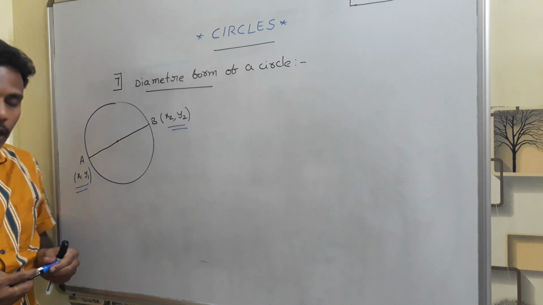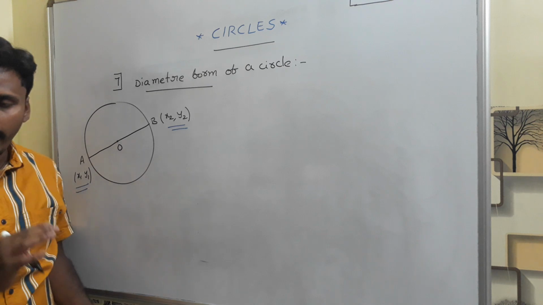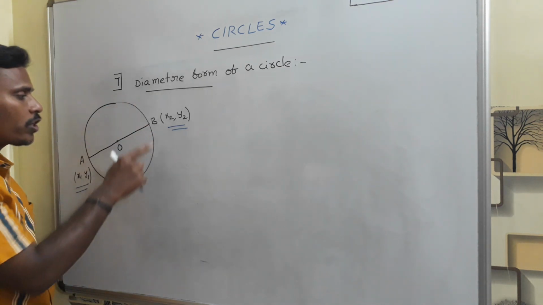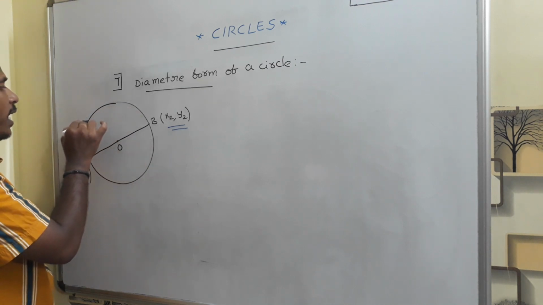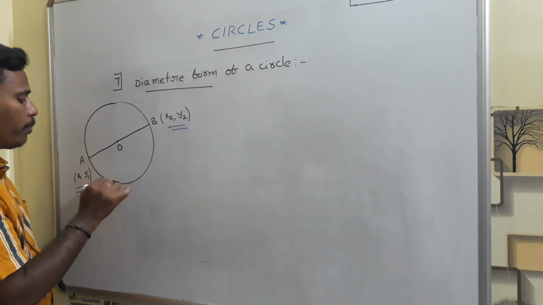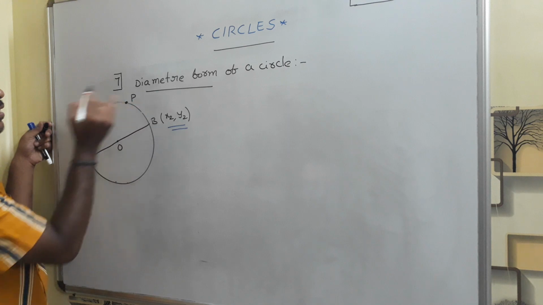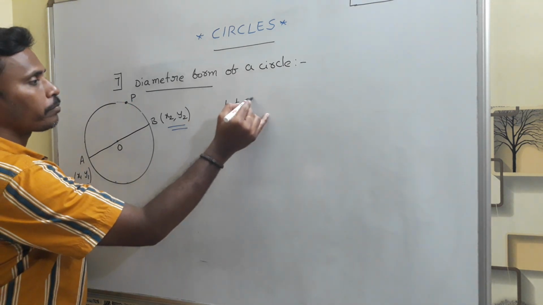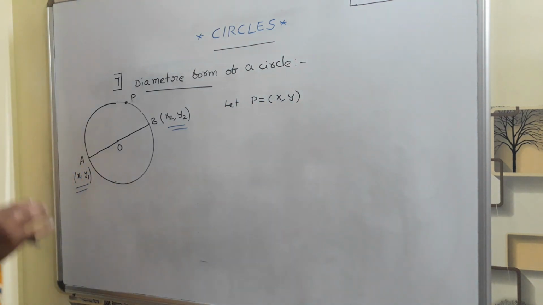We know that a chord of a circle passing through the center O is the diameter, and its endpoints are given. Now our task is to find the equation of the circle. Finding the equation of a circle means we need to find a relation between x and y for every point on this circle. So just take any point P on this circle, and let that point P be (x, y).